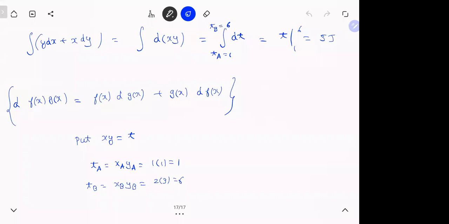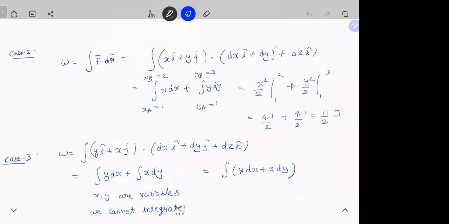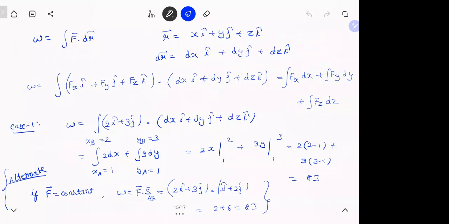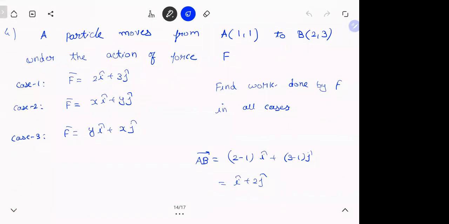Clear? Next one. Turn the page. This is a good one. Let's see one more.